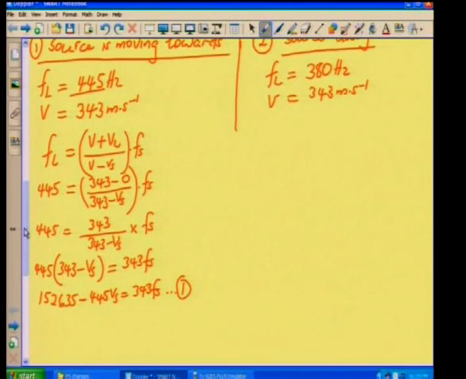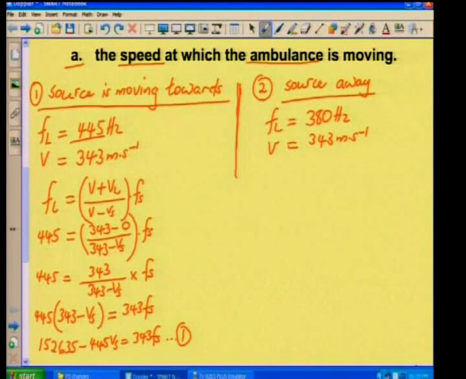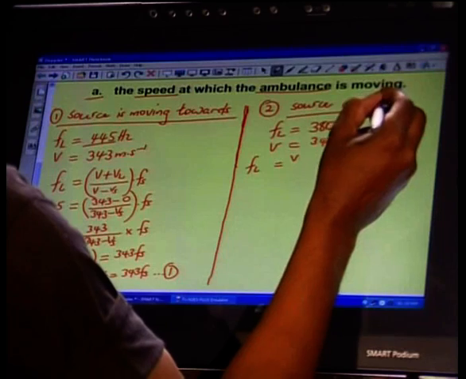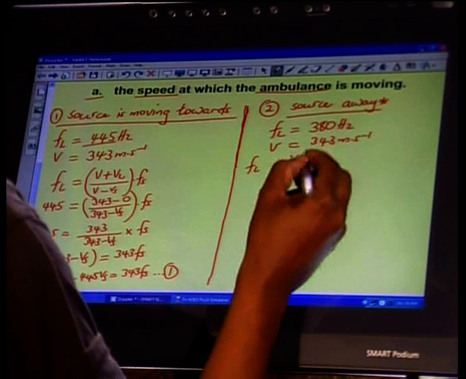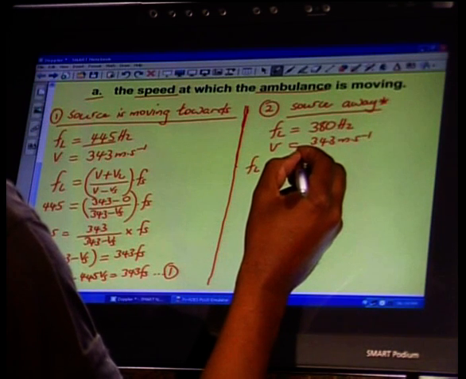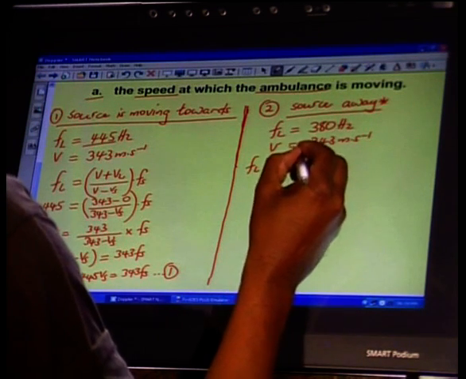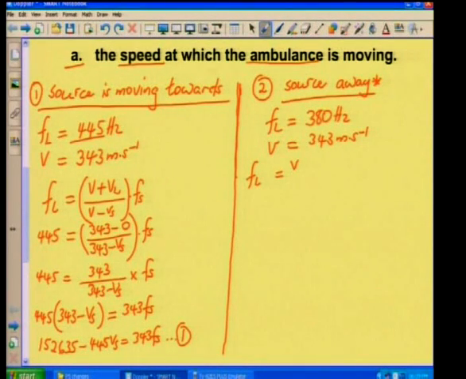Now let's go to the right-hand side and check what we'll come up with. In the same way, we know from the Doppler effect equation that FL will be given by V plus or minus, but this time the source is moving away. Moving away means that the fraction must become a small number. So for it to become a small number, you need to subtract at the top and add at the bottom.